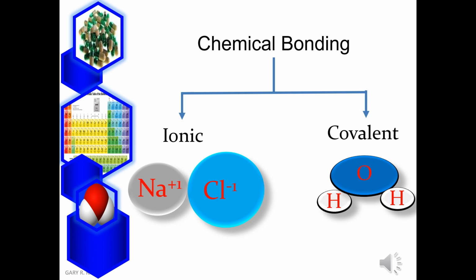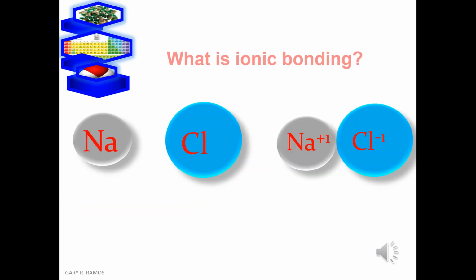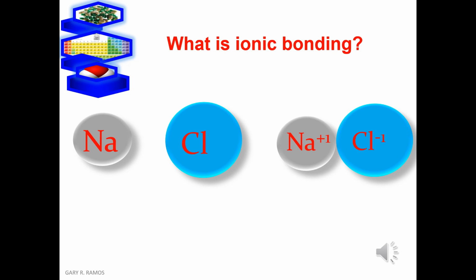Chemical bonding can be classified into two. These are ionic bonding and covalent bonding. In this episode, we will discover how ionic bond formation takes place. So what is ionic bonding? Ionic bonding is a type of chemical bonding which is formed when two differently charged ions combine.